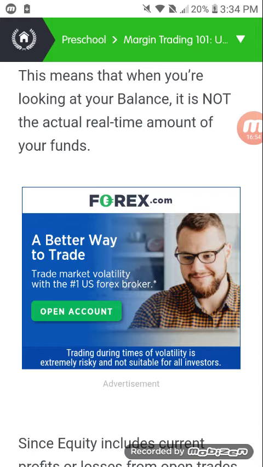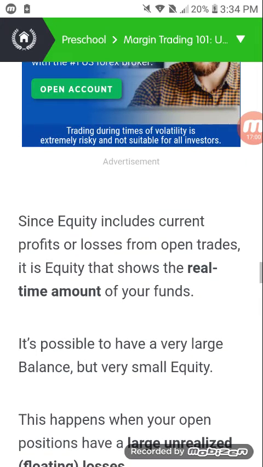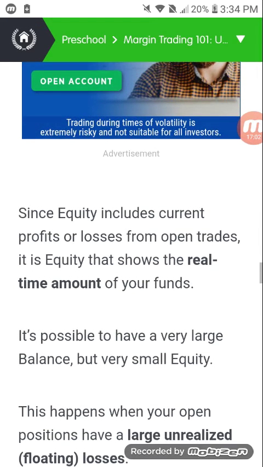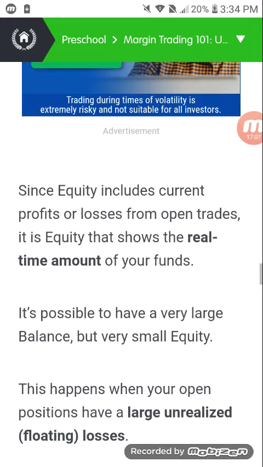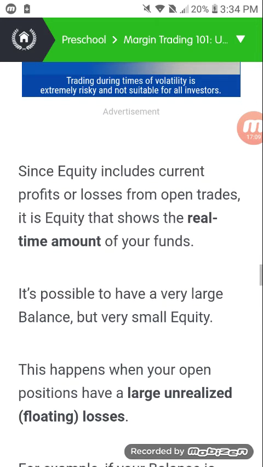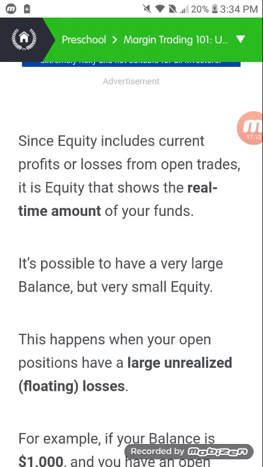So when you're looking at your balance, it's not the actual real-time amount of your funds. Since equity includes current profit or losses from the open trades, it is the equity that shows the real-time amount of your funds. So if you look at your equity, it will show you the real-time amount of your funds compared to the overall balance of the funds that you put in.